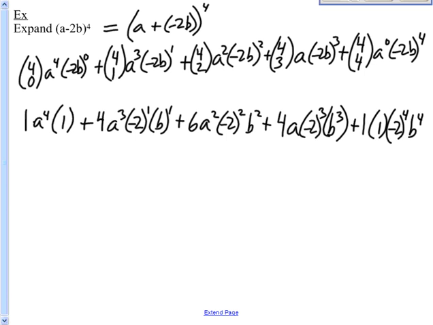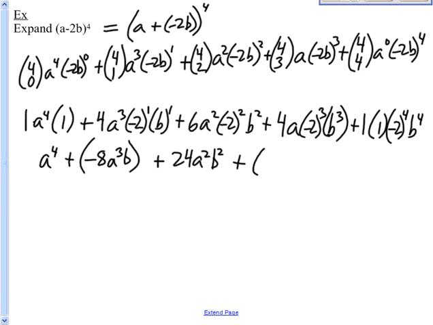Okay, so we clean that up, a to the fourth plus 4 times negative 2, so we got negative 8, a cubed b, and over here we got 6 times, now negative 2 squared is 4, so 6 times 4, 24, a squared, b squared, plus, over here we got 4, and that negative 2 cubed again is negative 8, right? So 4 times negative 8, negative 32, I got an a to the first, b cubed, and then over here 1 times 1 times, now negative 2 to the fourth is positive 16, so 16 I got b to the fourth.